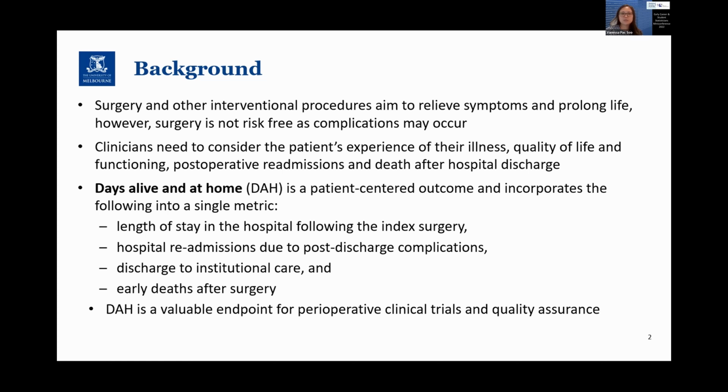after hospital discharge. Days alive and at home is a readily quantifiable measure which incorporates hospital stay following the index surgery, hospital readmissions, post-acute hospital discharge to a rehabilitation center or nursing facility, and early death after surgery into a single metric. Days alive and at home is a valuable endpoint for perioperative clinical trials and quality assurance because it is patient-centric.